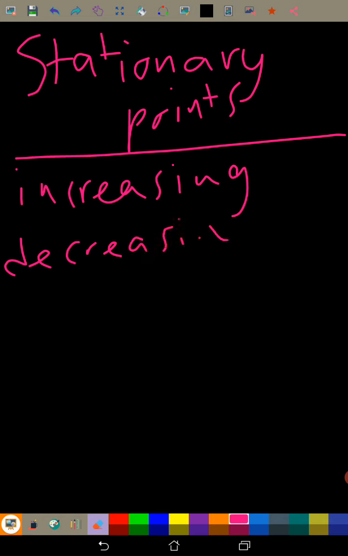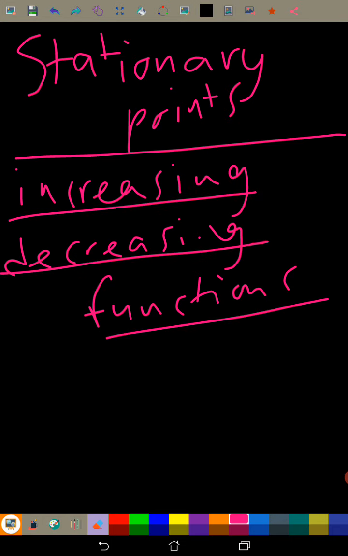So right now we are going to start with stationary points. Stationary points, what are these? We'll talk about them in a minute. But the last time what we did was increasing and decreasing functions.